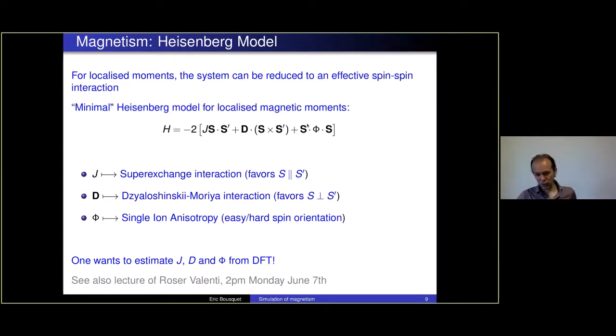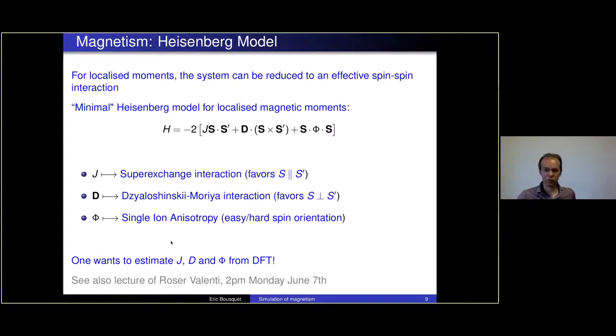And then at last you have a last term here, noted S Φ S, which is simply between two magnetic moments on the same site, and it's simply going to give you the main spin orientation around the atom inside the crystal. So on each atom, the magnetic moment prefers to be aligned along X, Y, Z, or whatever combination of these directions. And this is going to be driven by this kind of interaction, the so-called single ion anisotropy.